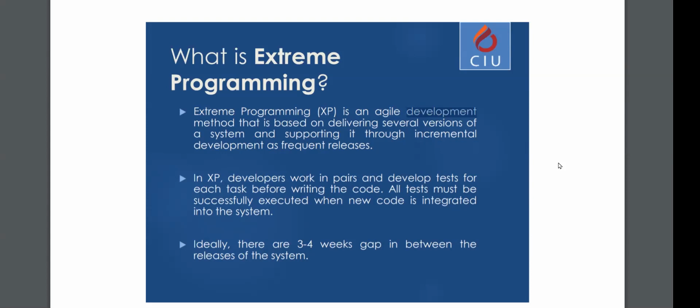In XP, as we usually call it, developers work in pairs and develop tests for each task before writing the code. All tests must be successfully executed when the code is integrated. Then you have a 3 to 4 week gap in between to release the software. Now, extreme programming is a development technique that also practices pair programming, which means that you program in pairs rather than doing it all alone by yourself. So it's like every person takes up every role in the company, and these iterate constantly.